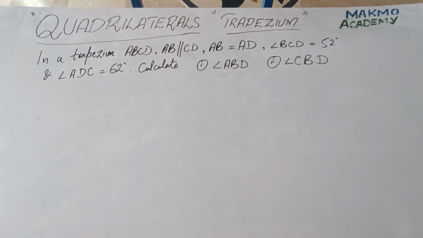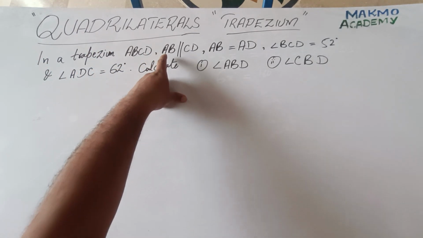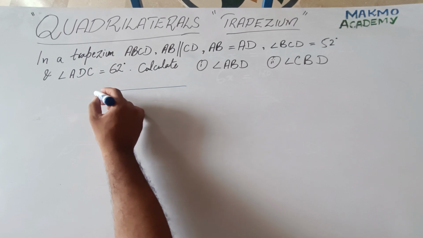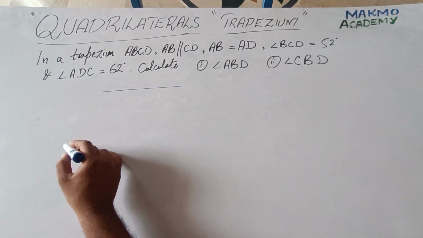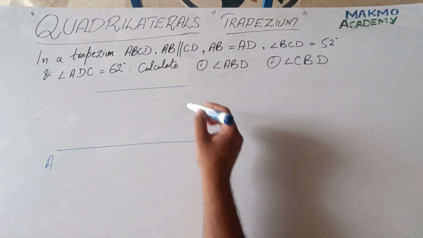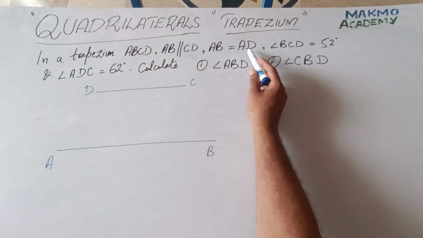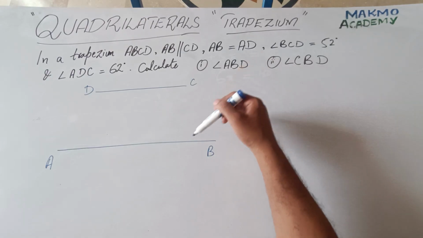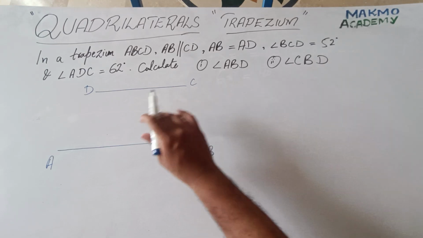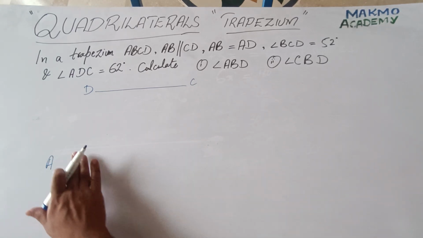Now guys, let's look at this problem. Again in this problem we have a trapezium ABCD where line AB is parallel to line CD. So it means that these two lines would be parallel with each other. They are saying line AB is equal to line CD. Sorry, AD. Line AB is equal to line AD. It means that these two lines are equal with each other. So whatever the size of this is would be equal to this.